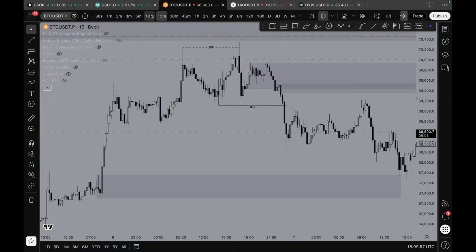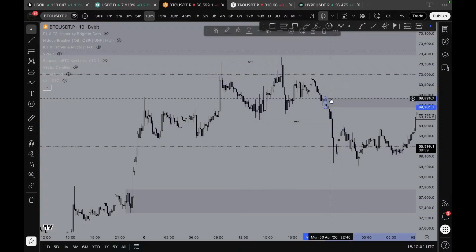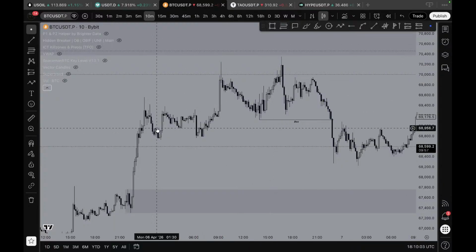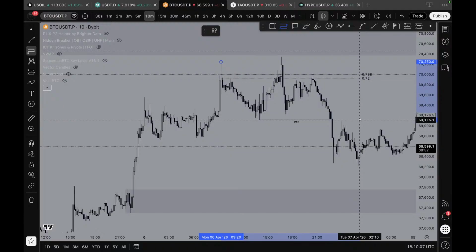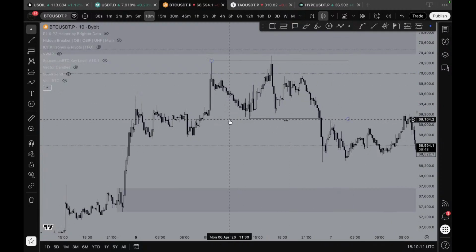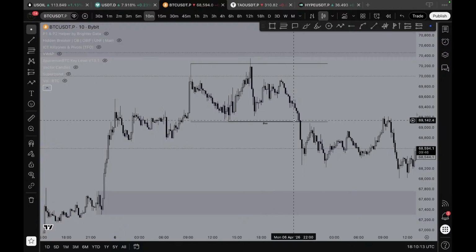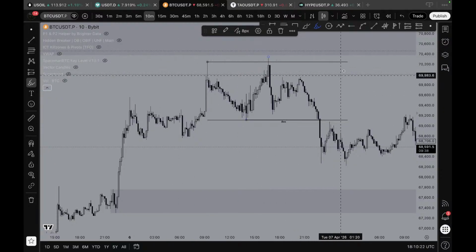So yesterday I mentioned this range where this was our high, this was our low. Clean range. Then we had tap 1 at the high, tap 1 at the low, swing high, swing low. This was our tap 2.